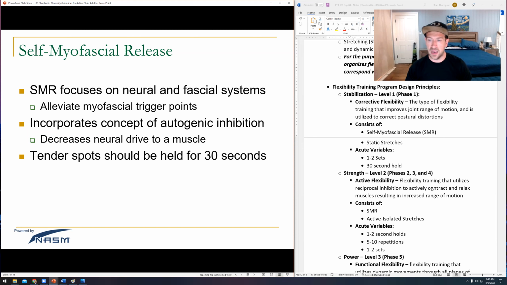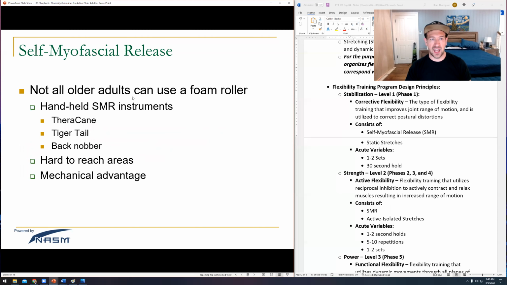Autogenic inhibition, right? It decreases the neural drive to the muscle. So what we do is we have to hold that tender spot for about 30 seconds. Autogenic inhibition doesn't really kick in unless you hold it long enough. That takes about 30 seconds. So not all senior clients are going to be able to foam roll. With a foam roller, you have to hold your whole body weight up. It's not very comfortable, but it doesn't mean that they can't do self-myofascial release. Doesn't mean they can't do SMR.